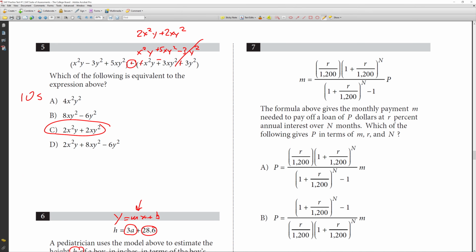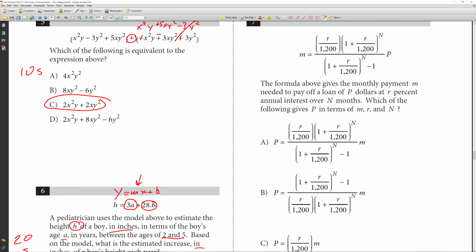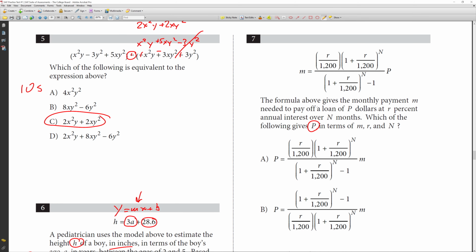Question 7. Question 7 looks kind of intimidating, but it's really not. Holistically, you look at this question, you take a quick glance at the answers, and it's not really simplifying the question for you. Jump to the end. Which of the following gives P in terms of M, R, and N? So what this means is whether or not you can solve for P by moving a whole bunch of things around. I would suggest to not do any of this math other than to relabel them.